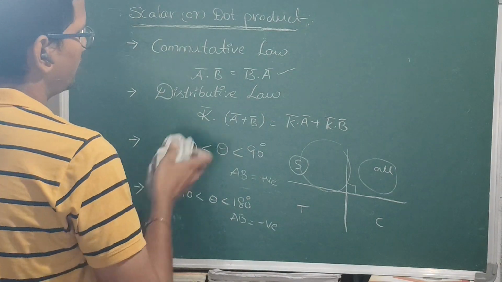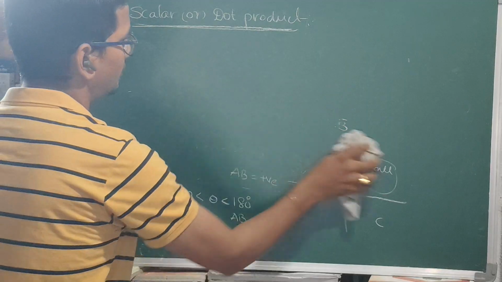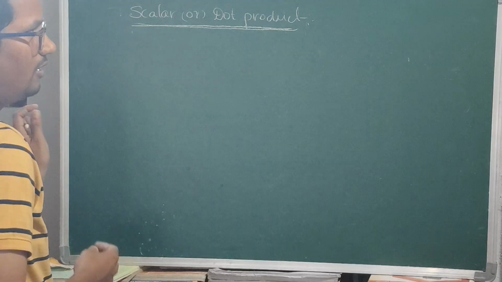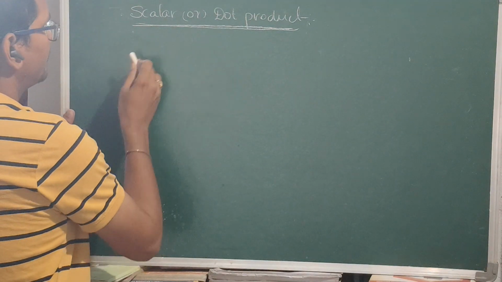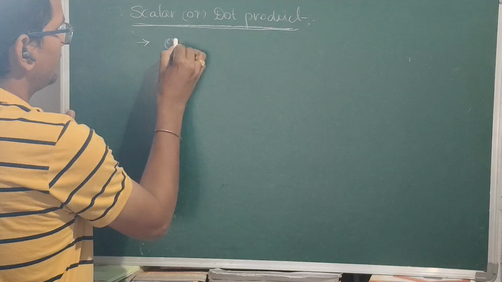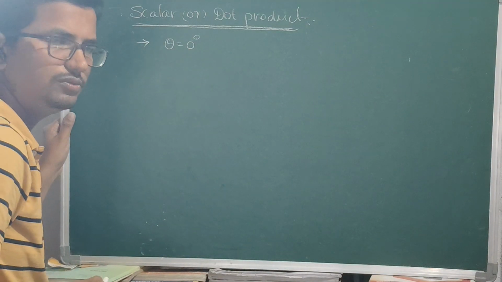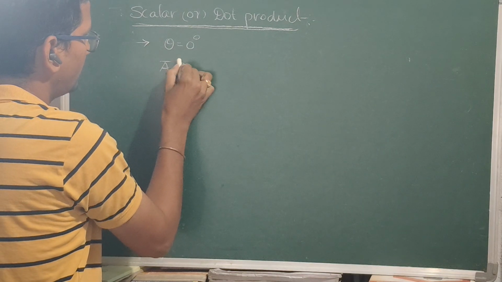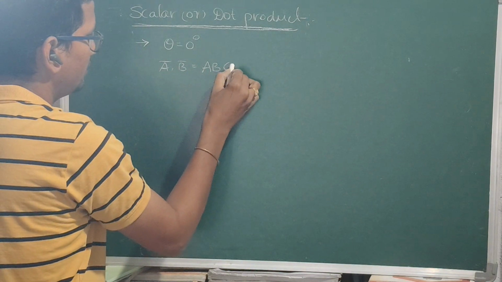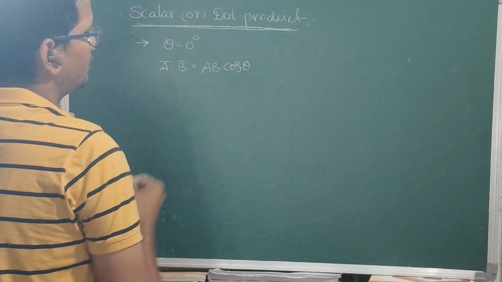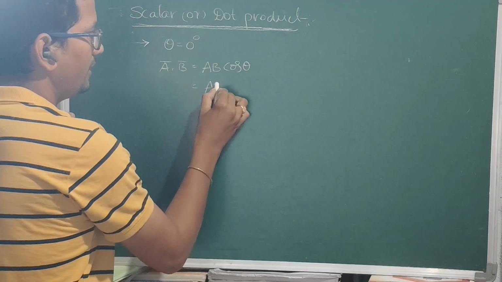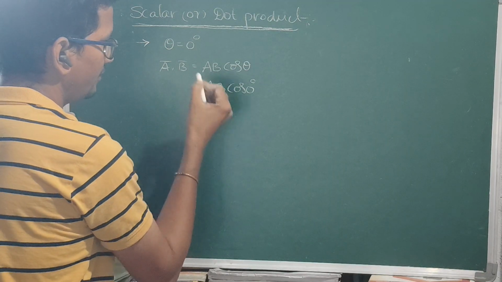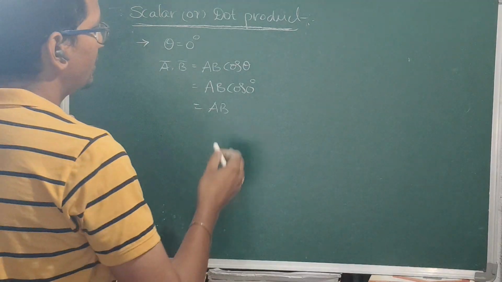And we'll discuss another property, the continuation of the properties. The next one is, if theta varies through different angles, what type of product will be given? See, theta is equal to 0 degrees. Then what happened? A bar dot B bar is equal to AB cos theta. Cos theta means what do we apply here? Cos 0. What is the cos 0 value? 1. That is AB we got here.